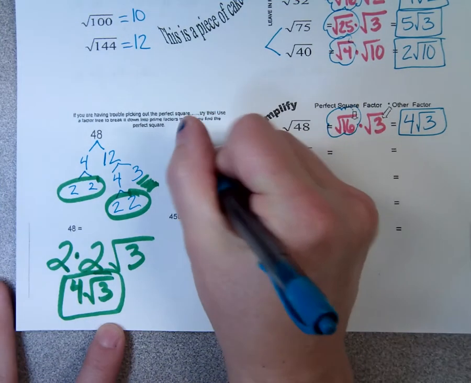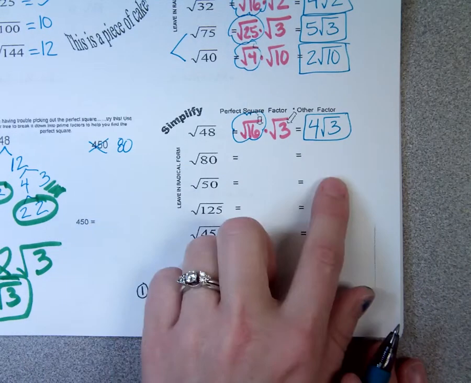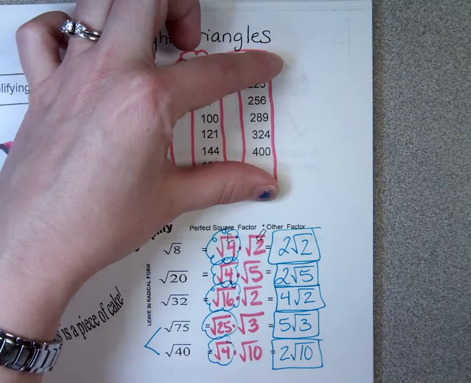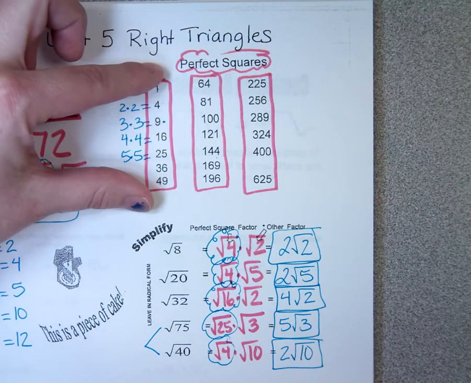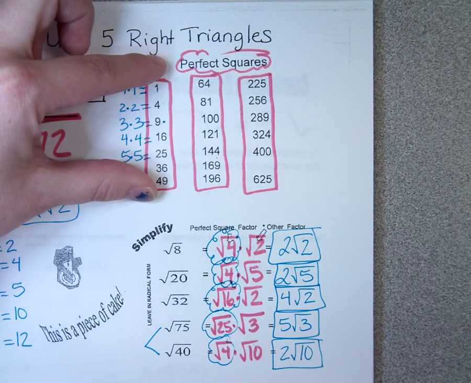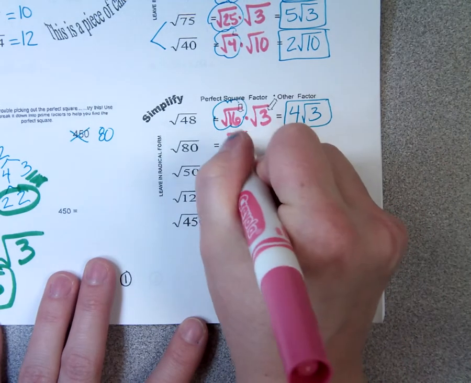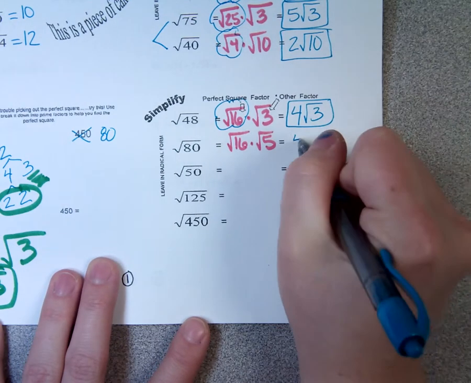Let's make this, instead of a 450, let's make this an 80. First I want to try out the perfect square method. So the perfect square method, you're forced to use the perfect squares. So do you know what the largest perfect square is that would go into 80 evenly? 16. And how many times does 16 go in there? 5, and what would the final answer be? 4 square root of 5.